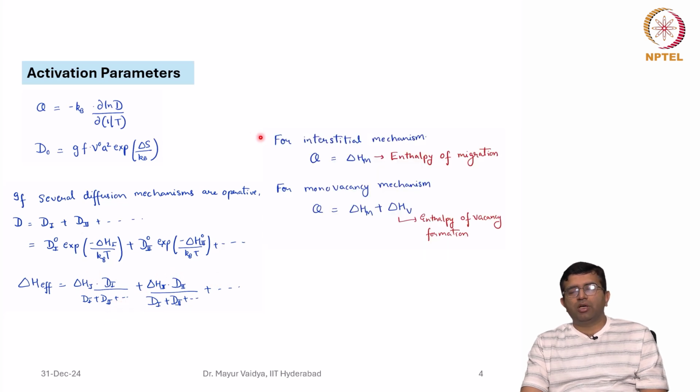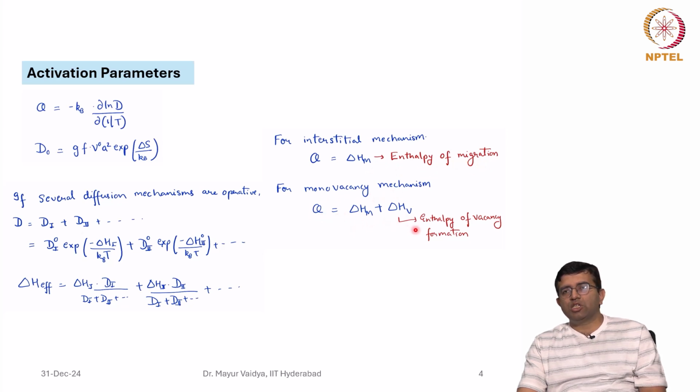And remember that we have also seen that for the interstitial mechanism, Q is equal to delta Hm, which is the enthalpy of migration, whereas for the mono vacancy mechanism, Q is equal to delta Hm plus delta Hv, where delta Hv is the enthalpy of vacancy formation.